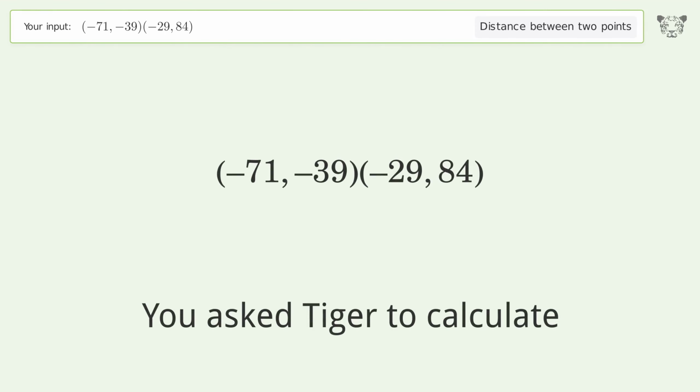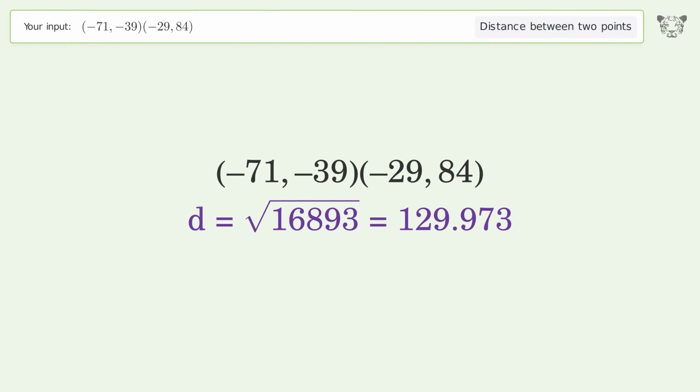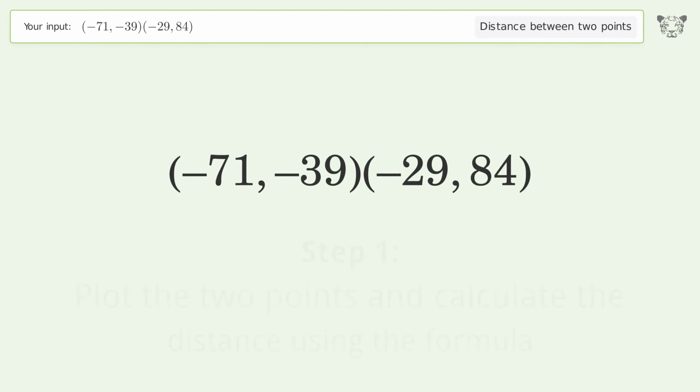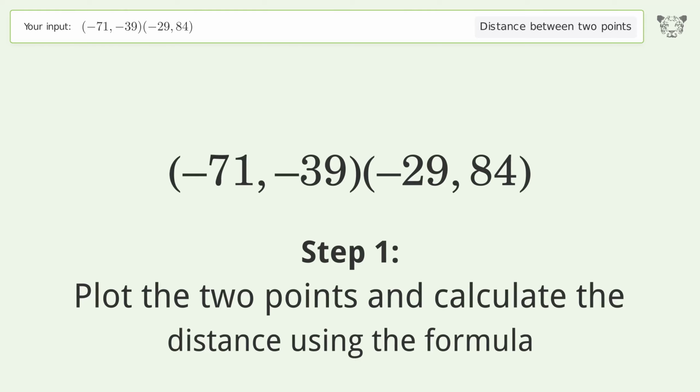You ask Tiger to calculate. This deals with the distance between 2 points. The distance between the 2 points is the square root of 16,893 or 129.973. Let's solve it step by step. Plot the 2 points and calculate the distance using the formula.